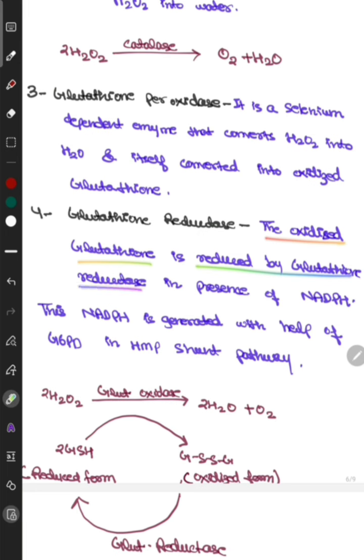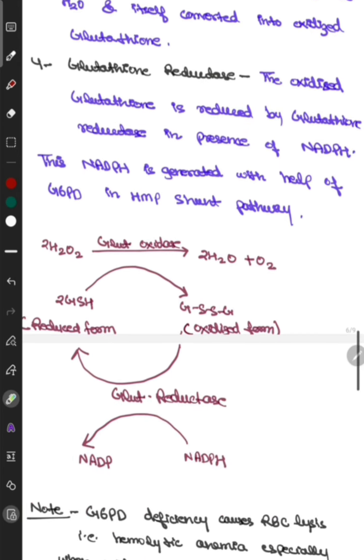The oxidized glutathione is reduced by glutathione reductase in the presence of NADPH, and this NADPH is generated with the help of G6PD in the HMP shunt pathway. So if there is a G6PD deficiency, then there is no generation of NADPH and no conversion of the oxidized glutathione into the reduced form of glutathione.